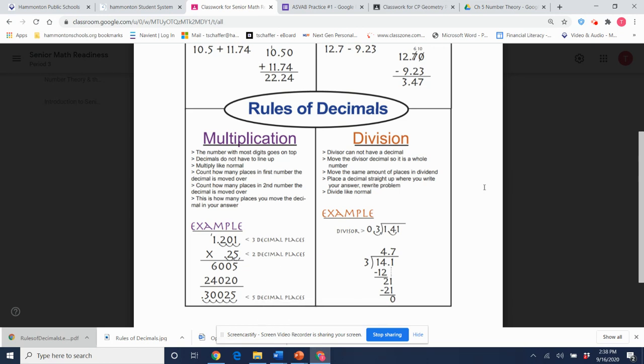Division. Divisors cannot have a decimal. So you need to move the divisor decimal so that it's a whole number. And your divisor is that outside number. So I can't have 0.3. I need to make that into a whole number. So I need to make it into 3. And then I have to move the same amount of places in the dividend. The dividend's on the inside. So instead of it being 1.41, it's going to be 14.1. And then I would do my normal division there.